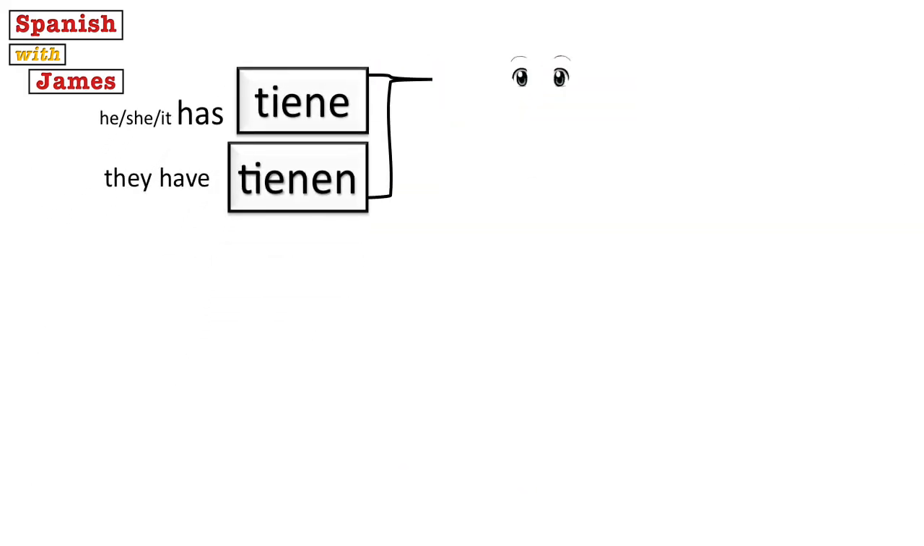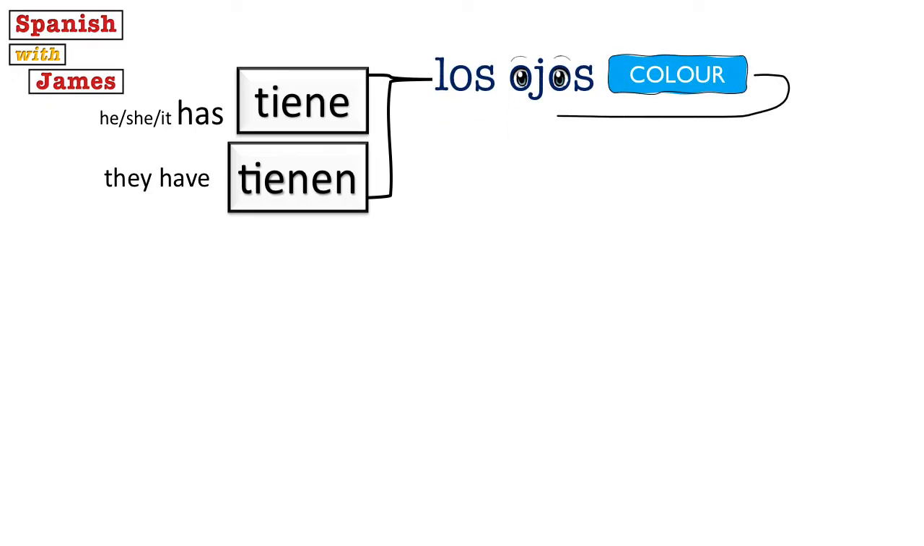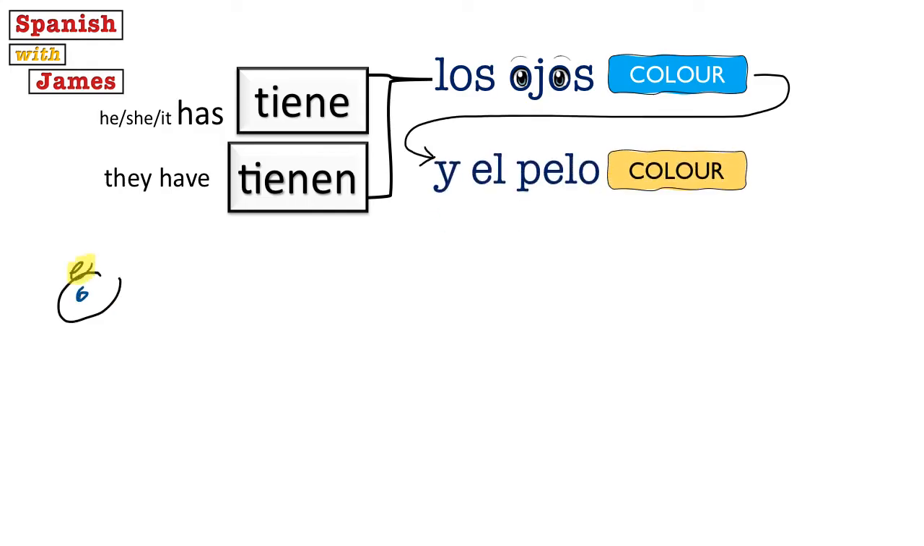Okay, so the main two forms of tener that we're going to focus on today are the third person singular, which is the he, she, it form, and the third person plural, which is the they form. The reason being that we know the tengo form, we know how to describe our own hair and eyes, and these two forms are going to help us to describe other people, either a single person or multiple people. So we use these, then los ojos followed by color, y el pelo followed by color.